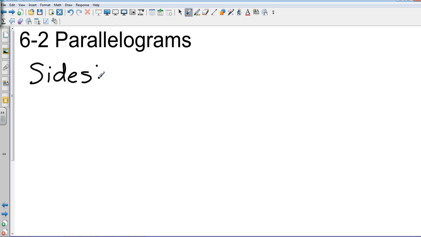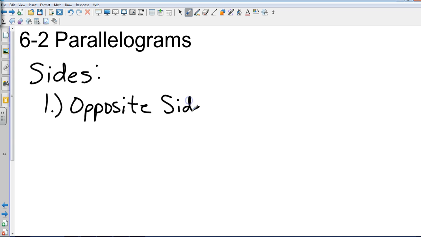Anybody tell me something about the sides of a parallelogram? Zach? One pair of parallel sides. Okay, does it have one pair of parallel sides? Two. No, okay, so property number one. The opposite sides are parallel. And I'm going to use the parallel. No, I'm not going to do that. I need to write it out. Okay, so that means it has 2 sets of parallel sides. Anything else about the sides?